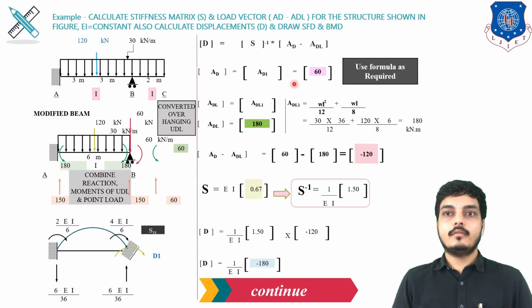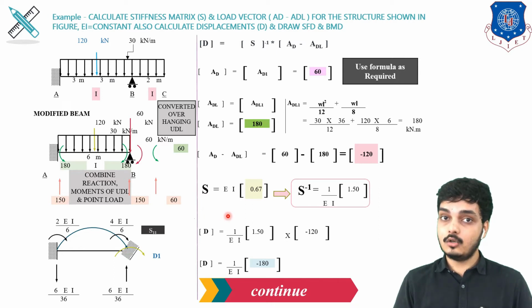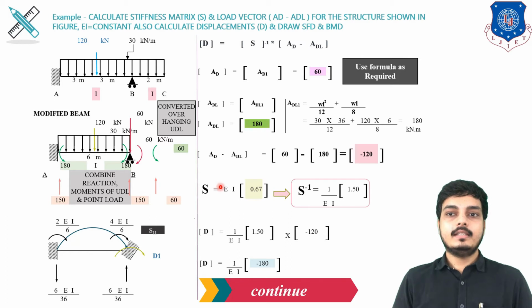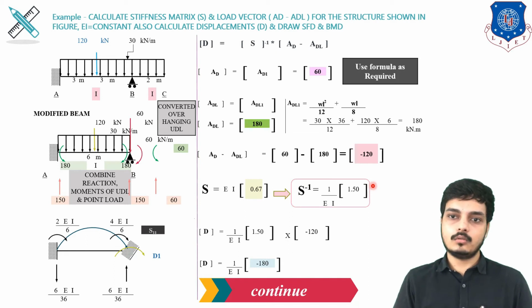Now we have to find S inverse. For that we will find S, and how many unknowns are there? There is only a single unknown. So only a 1 cross 1 matrix of S will be formed. How has this value come? It is nothing but 4 by 6. 4 by 6 is nothing but 0.67. Its inverse is very easy. 1 upon 0.67 is nothing but 1.50. So it will be 1.5 upon EI. This is my S inverse. You can calculate it in a calculator also, but it is very easy for 1 cross 1, so we can find it directly.